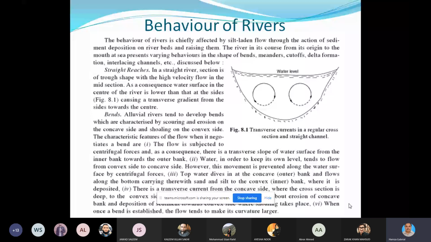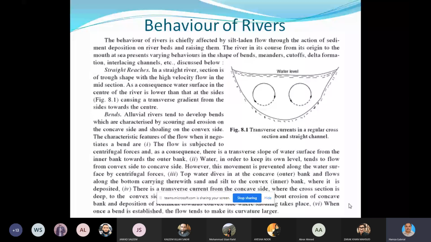Due to the highest velocity flowing in the midsection, there is a transverse gradient from the sides toward the center. So you will see the water level raised at the banks and the water level lower in the center. This is due to the high velocity flow taking place in the middle of the river section, which is flowing a straight path.